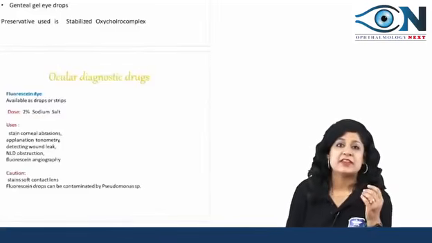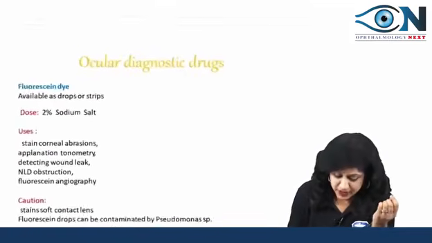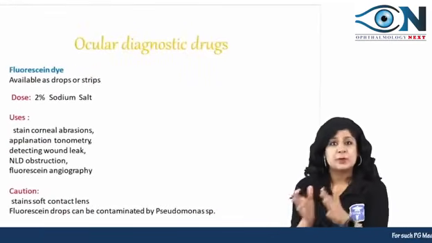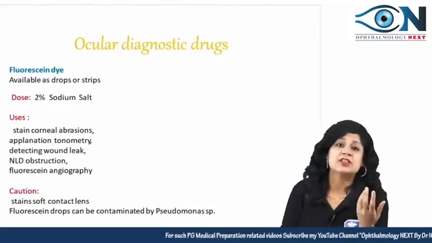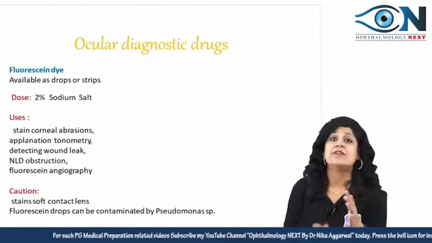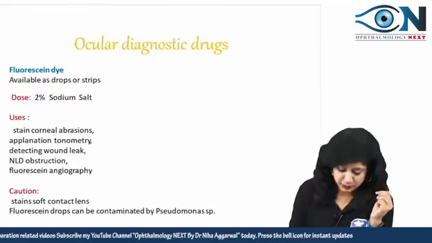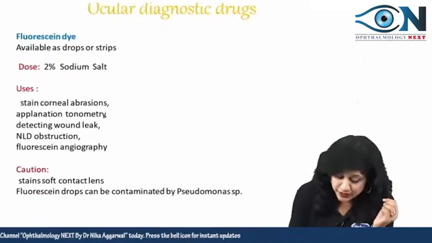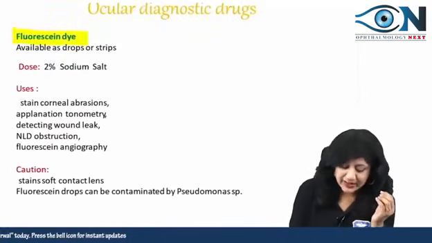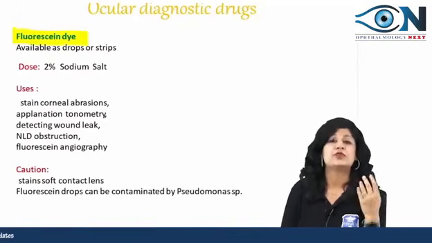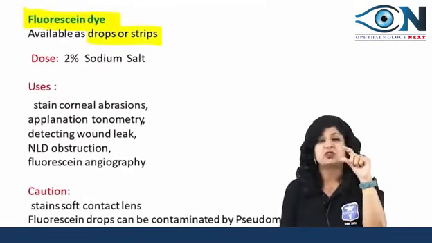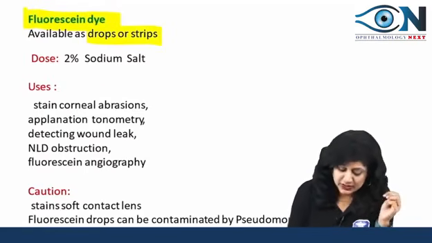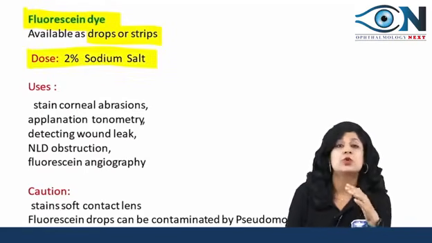Now next we will take the ocular diagnostic drugs. Now after you have seen the therapeutics, mostly the drugs that we are using for the therapeutic purposes, the drugs are there in the eye which we are using for the diagnostic purpose also. So one very important drug, I will not say drug, actually it is a dye. So we are using the fluorescein dye in the form of drops, or we have got the strips which are impregnated with the fluorescein dye, and that is basically 2% sodium salt.